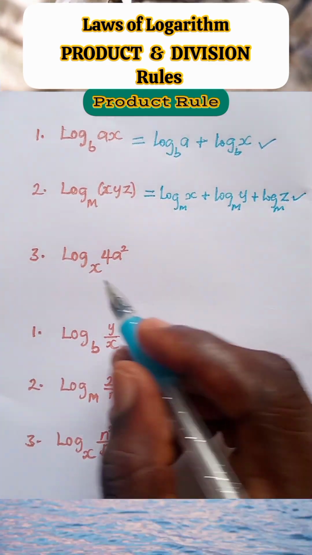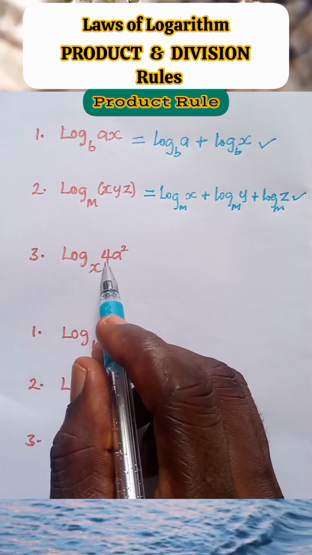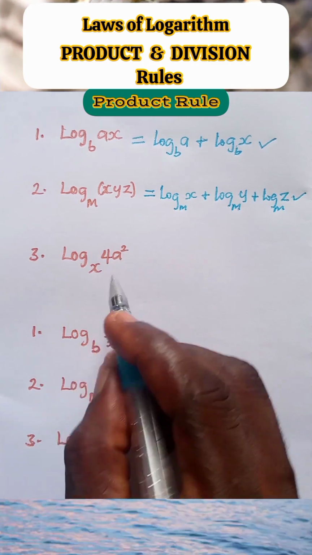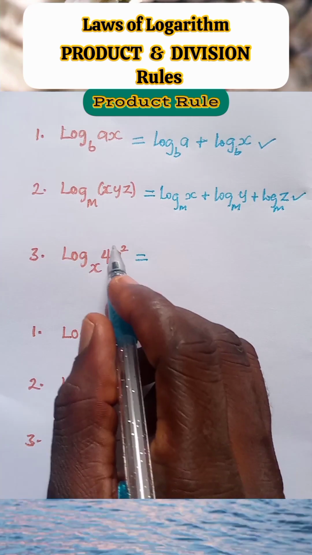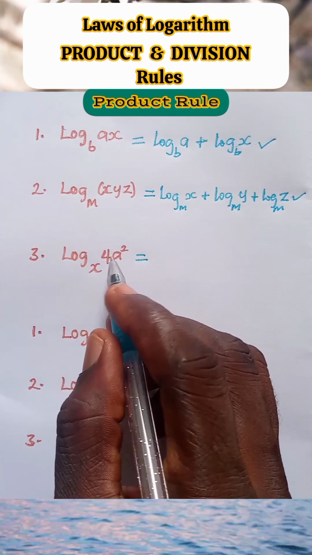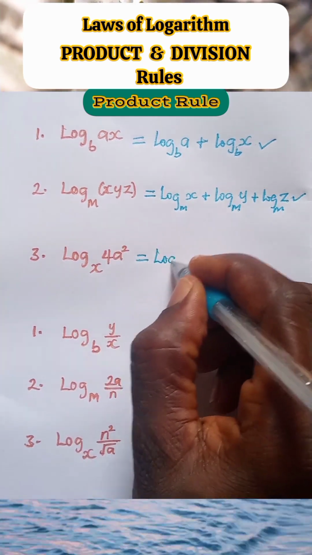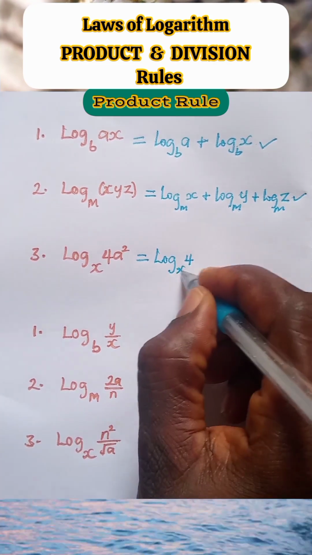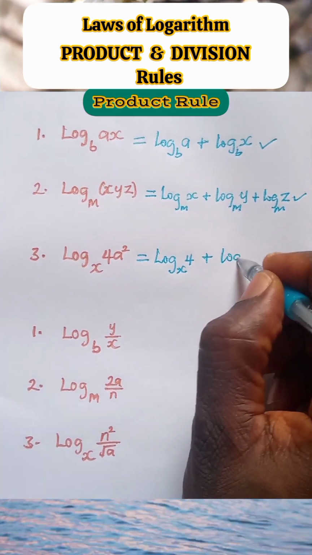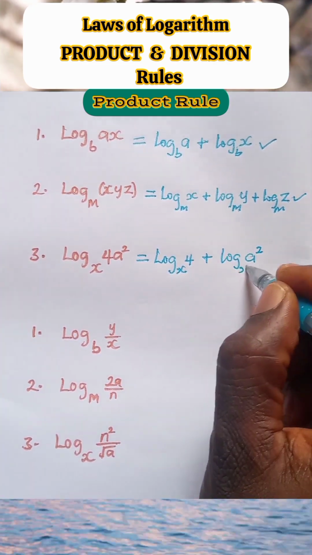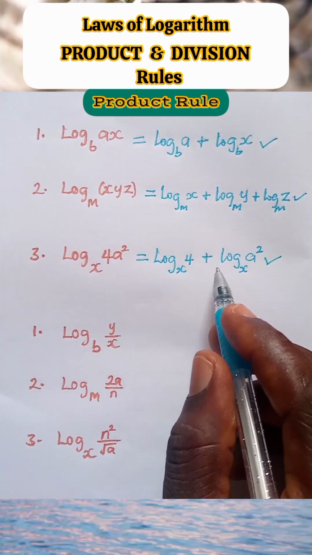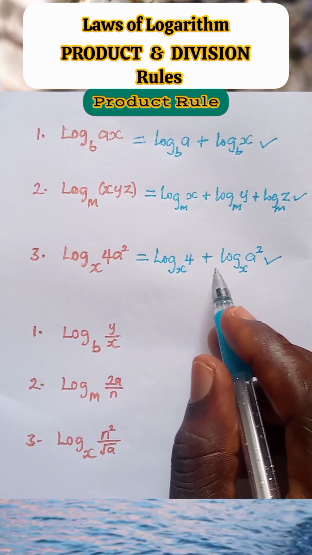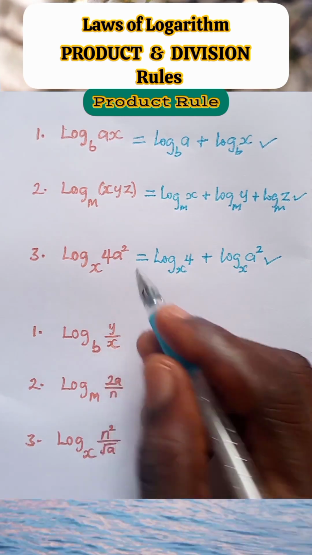Number 3, we have log 4a square to base x. Now, 4 and a square are related by multiplication, and according to the product rule, this will become log 4 to base x plus log a square to base x. We can solve this further, but we are ending it here because we are only explaining the law.